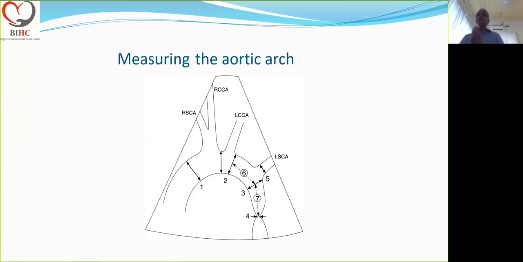Now, this is how we label the arch. Look at this diagram carefully. This shows the arch. The arch has three branches: the innominate, which divides into the subclavian and common carotid, the left common carotid, and the left subclavian. This is the distal ascending aorta. What we call the transverse arch is between the innominate and the left subclavian. The part of the transverse arch between the innominate and the left common carotid is called the proximal transverse arch, and the part between the left common carotid and the subclavian is called the distal transverse arch. Whereas the portion distal to the left subclavian is called the isthmus. And here is the coarct itself, and here the descending aorta.